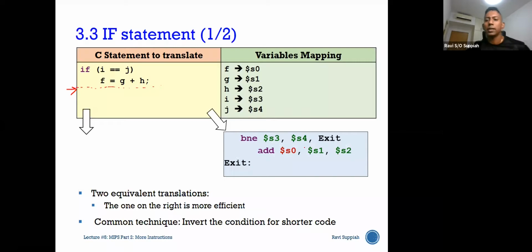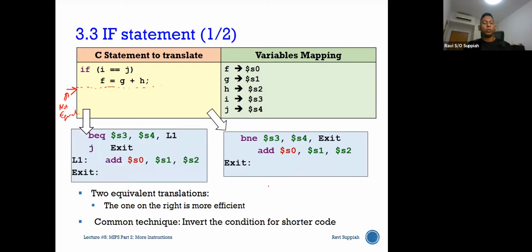In this example, I say branch if not equal. So if it is not equal, I go to exit. So I will come to this line if it is not equal. So this is the line where not equal. And if it is not equal, basically I have skipped the addition instruction, and then I carry on from there. So that is one way of writing or translating this C to assembly.